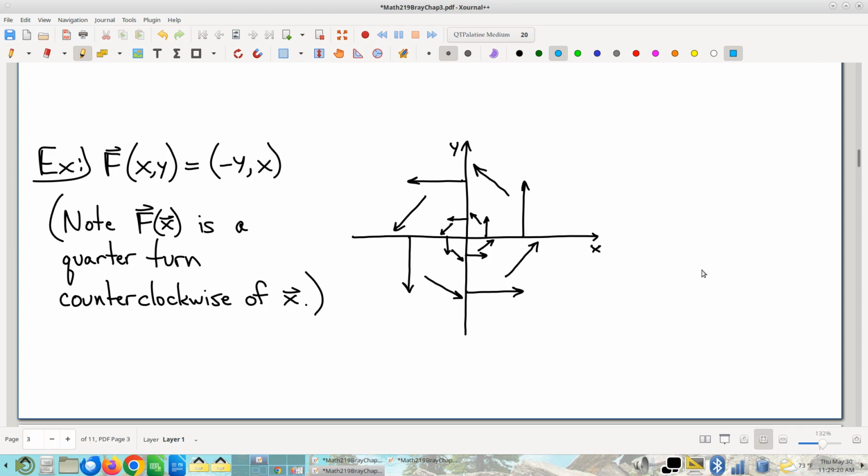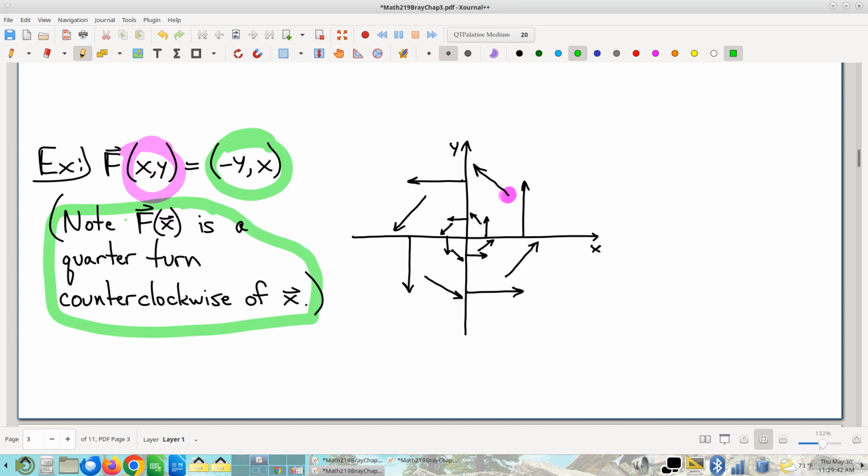Okay, so let's think about this one here. We have input points, x comma y. So here's a point, x comma y. And then you look at the field vector, negative y comma x. And there are different ways to interpret this. But y'all may notice, just algebraically, that this is what you get when you take x comma y and do a quarter turn counterclockwise.